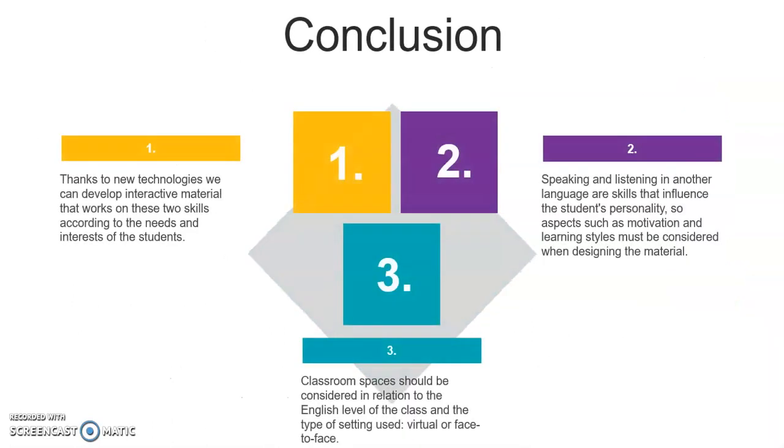Finally, in conclusion, we can say that thanks to new technologies, we can develop interactive materials that work on these 2 skills according to the needs and interests of the students. Number 2 is that speaking and listening in another language are skills that influence the student's personality. So aspects such as motivation and learning styles must be considered when designing the material. And finally, classroom spaces should be considered in relation to the English level of the class and the type of setting used, virtual or face-to-face.